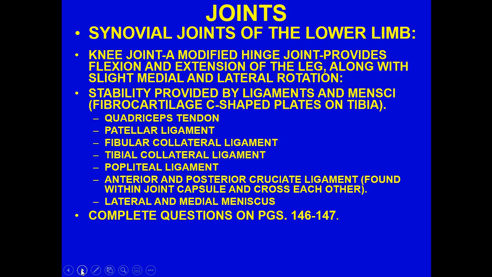This is the one that forms kind of like an X on the inside. It's found within the joint capsule and crosses each other. Then you have the lateral and medial meniscus. Those are thickened pads to handle the weight.